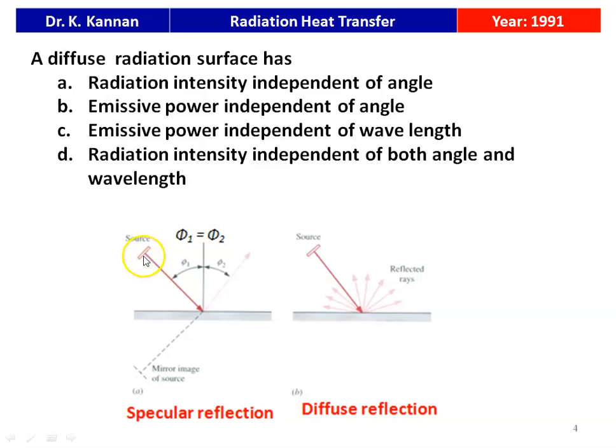For the specular surface, the incident radiation is deflected with the angle of incidence equal to angle of reflection. Phi 1 is the angle of incidence, phi 2 is the angle of reflection, both are equal. For a diffuse surface, the incident radiation is reflected in all directions. So, the radiation intensity is independent of angle. For a diffuse surface, the radiation intensity is independent of angle. It is the correct answer.